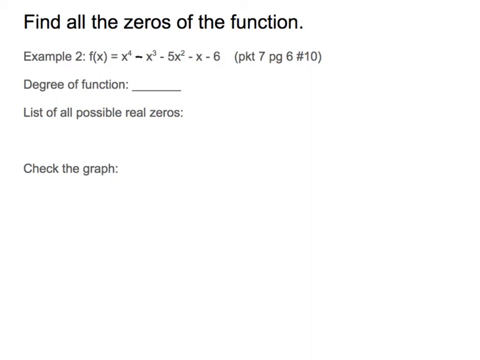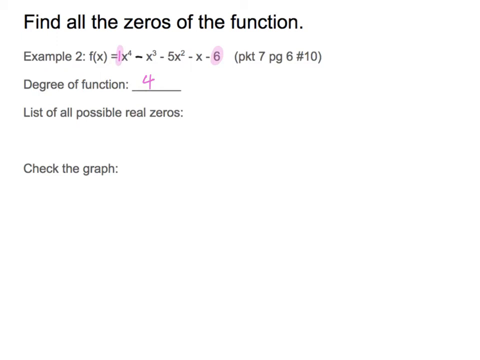So we first want to find the degree of the function, which is the highest power. So the highest power here is 4. So this should be a 4. And then we're going to list out all the possible real zeros. So to do that, we take our constant and we take the leading coefficient.